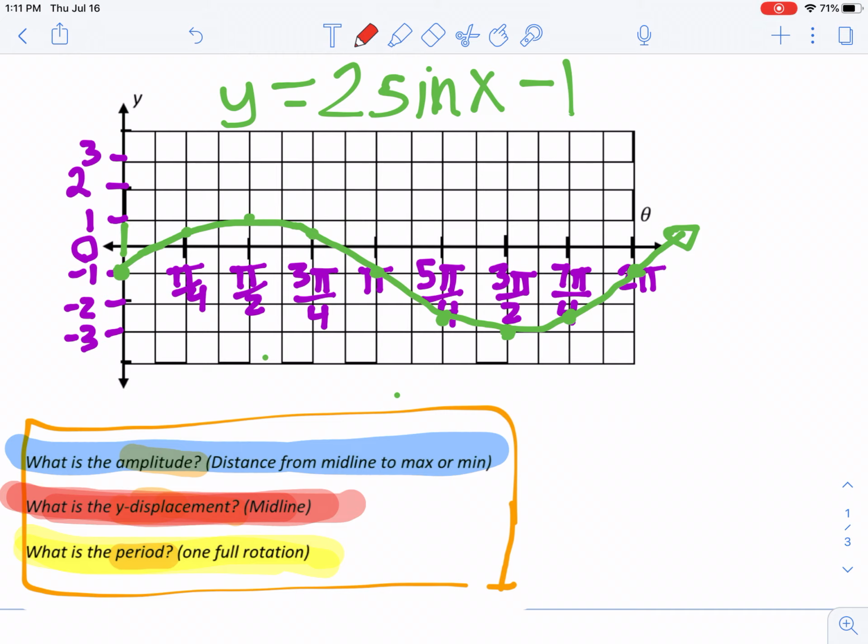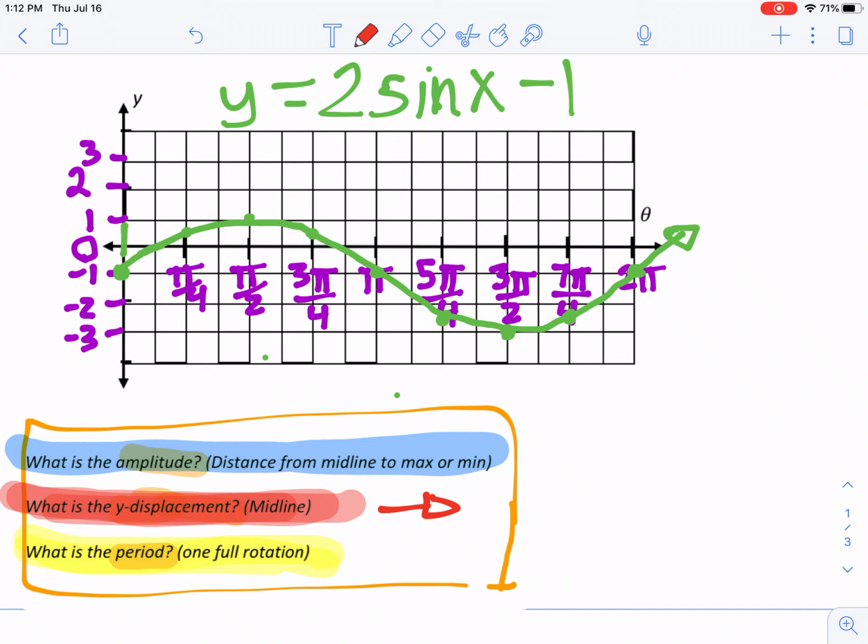Okay, so again, we were working with the equation y is equal to 2 times sine of x minus 1, and we graphed it right here. And what we're going to do is actually work with that second question first. It asks, what is the y displacement? If you notice, with each one of those three questions, in parentheses, I wrote the definition of it. That y displacement, it's a very basic definition, but we're going to call that the midline.